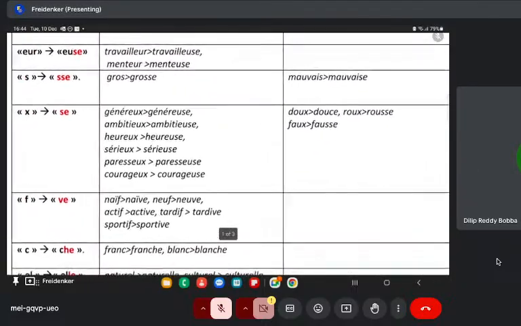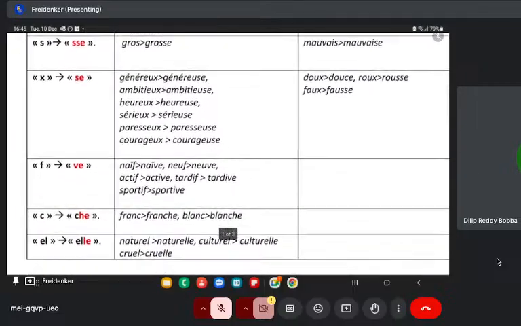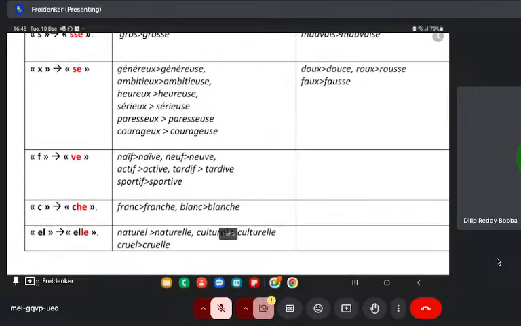Okay, you have an exception to the exception, something like that. Mauvais is mauvaise. You don't add double S there. So mauvais is bad. Masculine, feminine. Male, female. Mauvais, mauvaise. Généreux, okay, fine. Just apply the rule. First one is generous. Second one is ambitious. Third one is happy. Fourth one is serious. Fifth one is lazy. Sixth one is courageous. What is happening here? X is turning into SE.